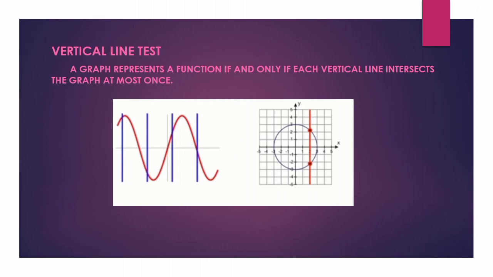Very good. Next, on the right side, we have this graph, a circle. To test whether this graph is a function or not, we are going to use a vertical line test. Now, to check using the vertical line test, there are 2 points that touch the graph. It means to say that this graph is not a function.